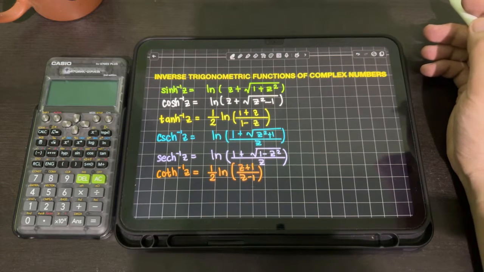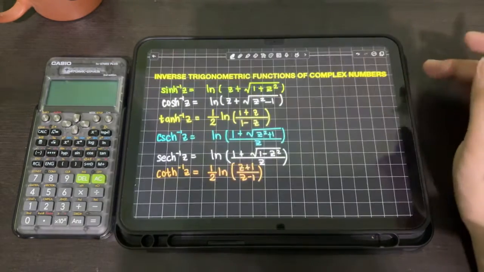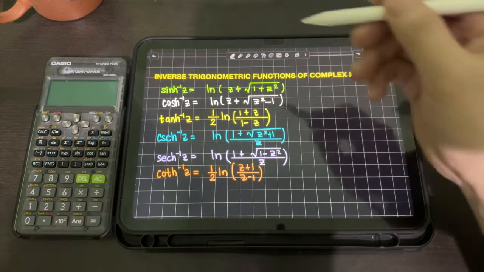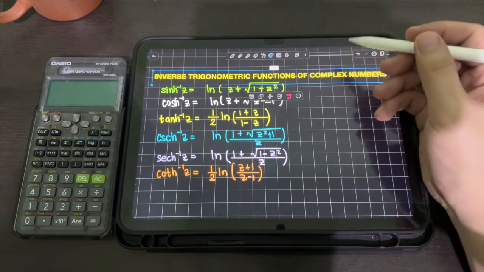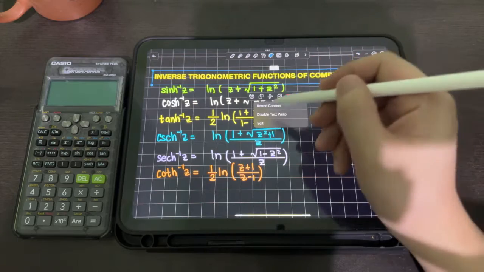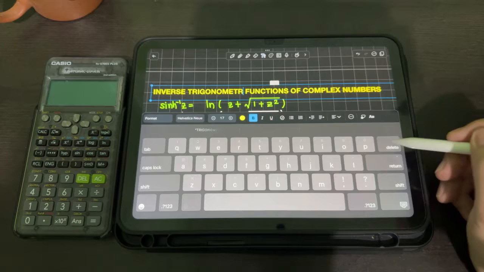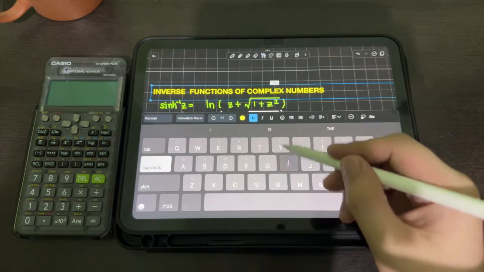Okay, so now we will proceed with the new topic, which is the inverse hyperbolic. Let me edit this. It's not trigonometric anymore, but it's hyperbolic.